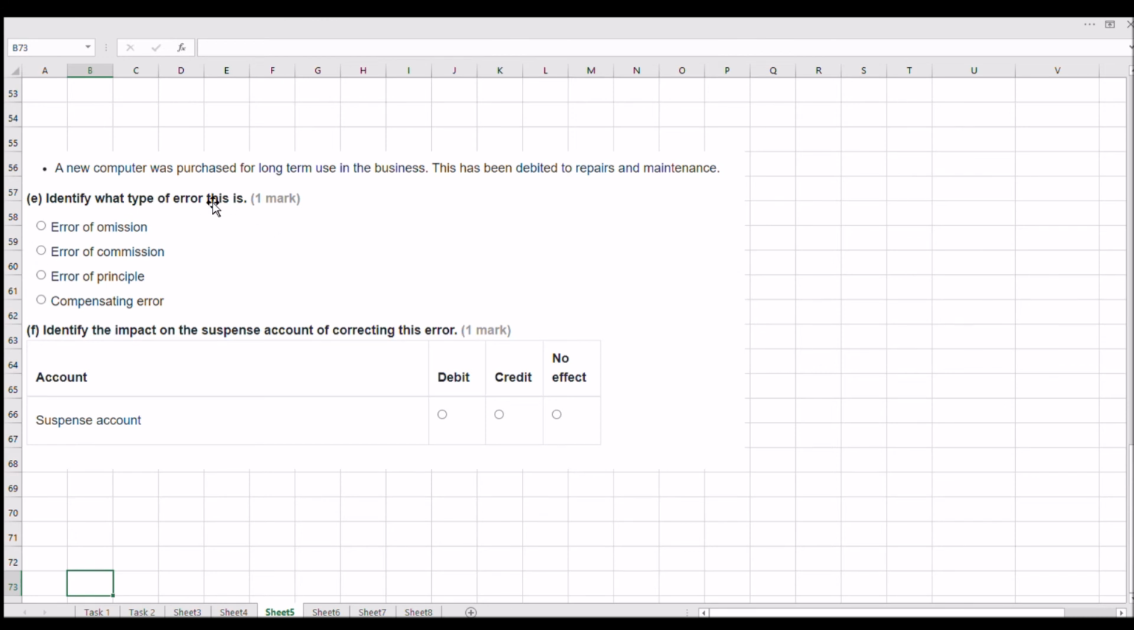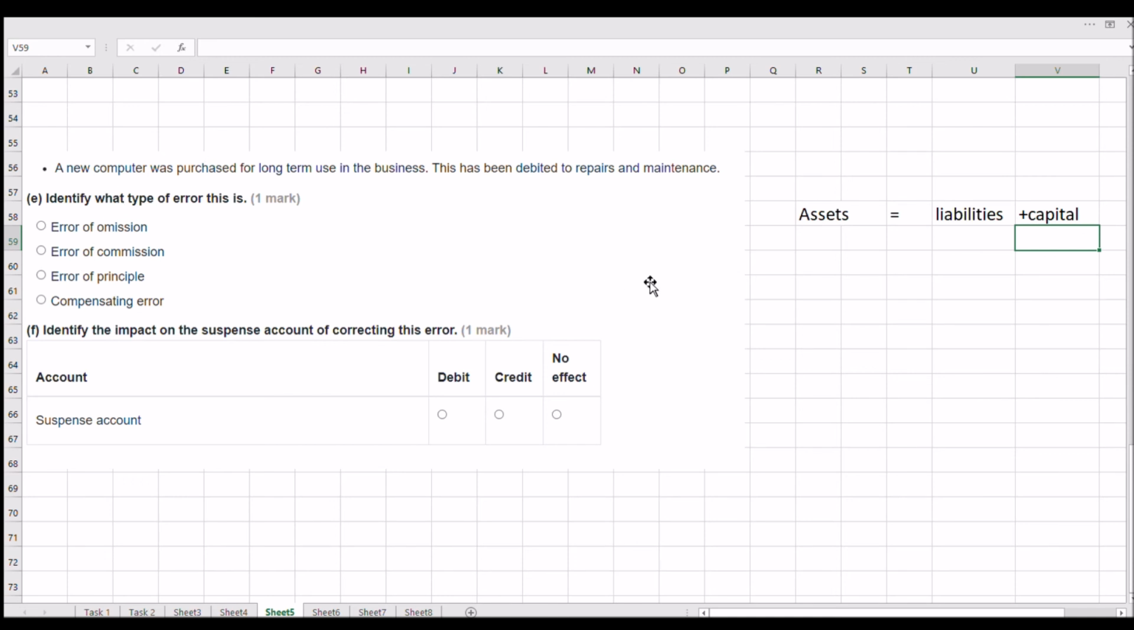Right, a new computer was purchased for long-term use in the business. It's been debited to repairs and maintenance. So it's an error of principle. But let me just explain how you find an error of principle. You have assets equals liabilities plus capital. That's the accounting equation, not assets minus liabilities equals capital. That's a statement of financial position, and is wrong. The reason that's the right accounting equation is it makes a nice T account.